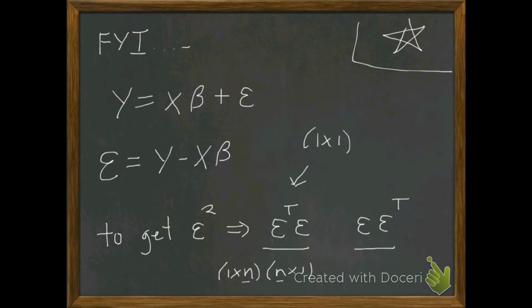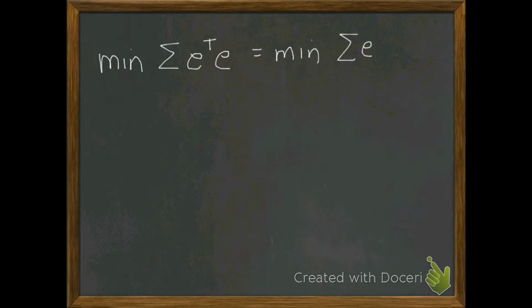The other one is an n by 1 times a 1 by n. It's a cool vector, but we would get an n by n matrix, which doesn't get us what we want when we're summing up the error squared. So guys, we're going to focus on this one right here. And we're ultimately going to want to be able to minimize the sum of the errors squared.